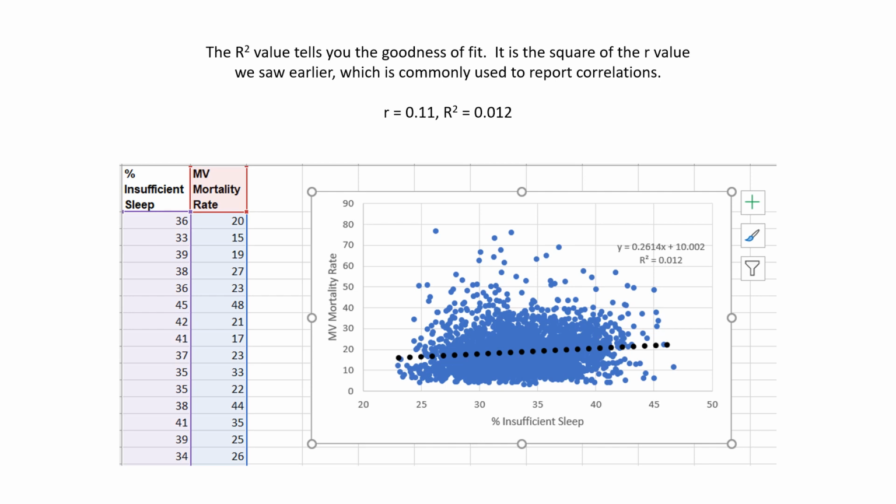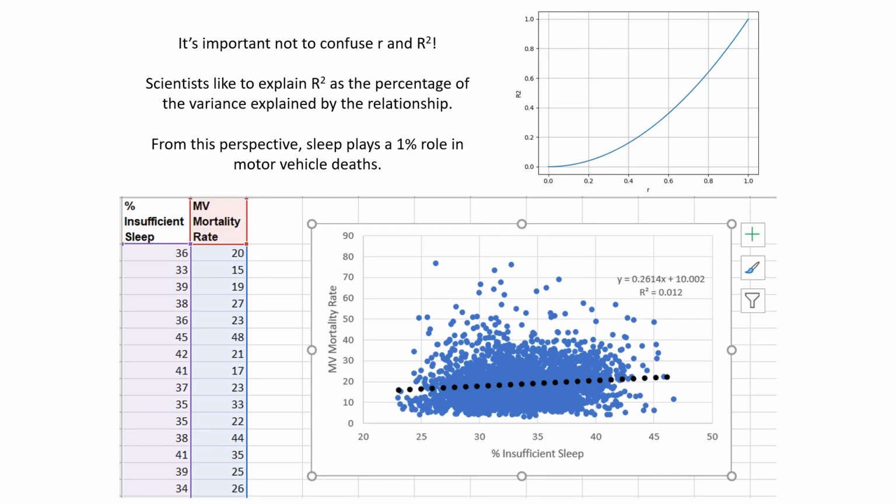Oftentimes we report correlations with an R value. Oftentimes we report regression fits with an R-squared value. And these things are directly related, as you might suspect. It's really important not to confuse R and R squared, though. Despite the fact that one is just a square of the other, that relationship changes pretty quickly, and you can't just pretend that an R is an R squared or that an R squared is an R. They're very different numbers.